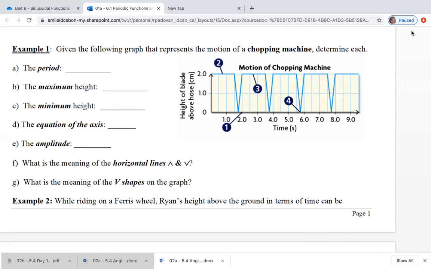Okay, so given the following graph that represents the motion of a chopping machine. So something that is chopping things up. Whether it's a chopping machine for vegetables, or something for your yard, determine the period, determine the max and min height, and so on. So if we look at this here, what is the period?